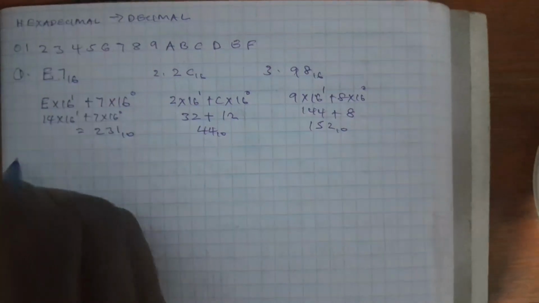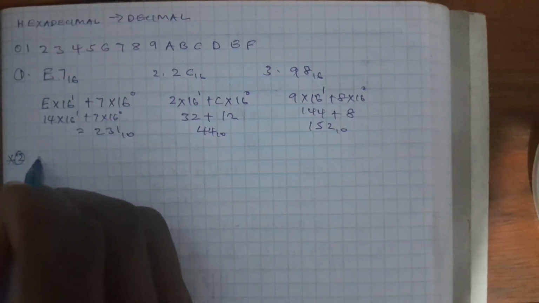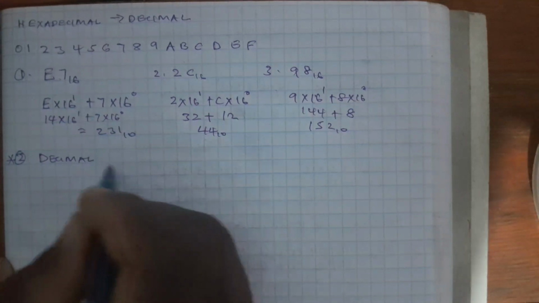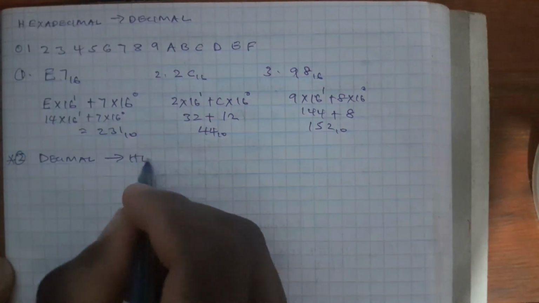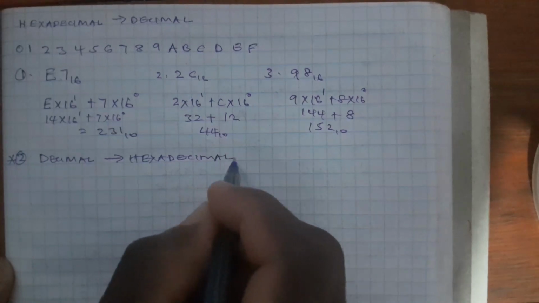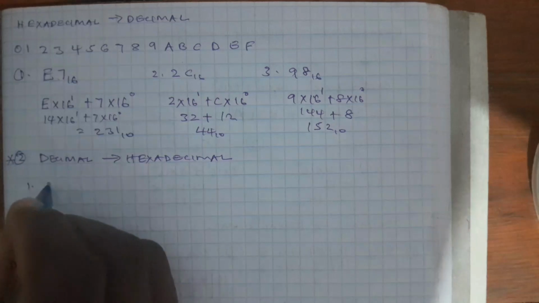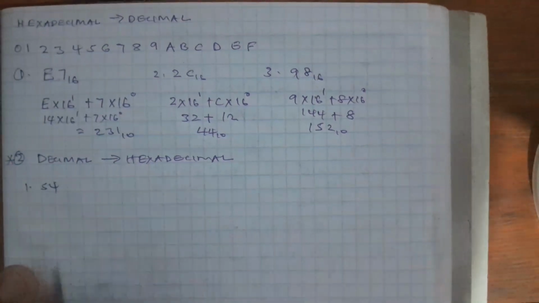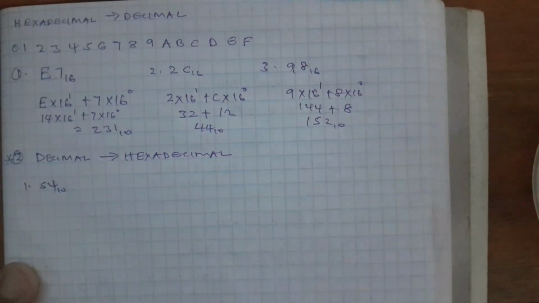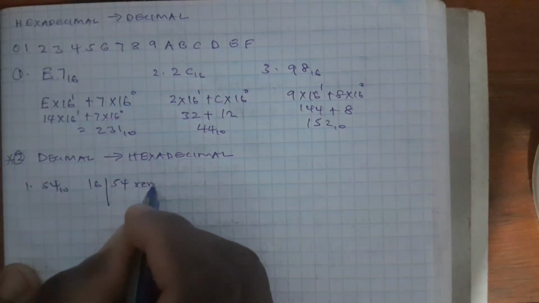Let's look at how you can convert the second scenario. You want to convert decimal to hexadecimal. For example, 54. 54 is a decimal number, and we want to convert it into hexadecimal. What you do, you divide by 16 and you note the remainder.